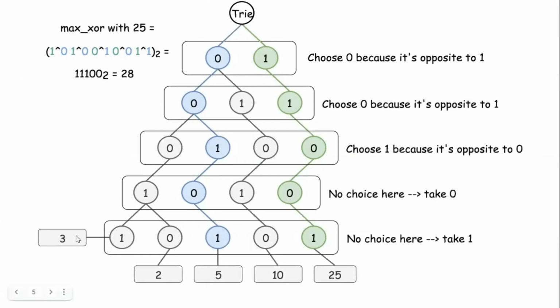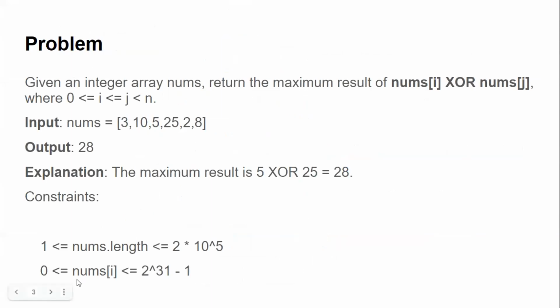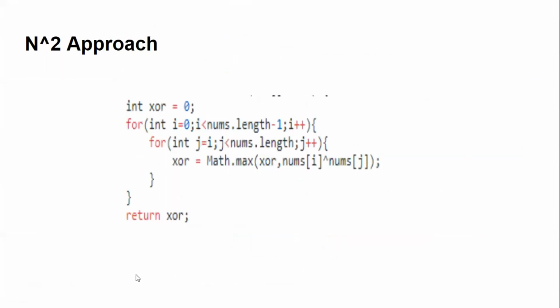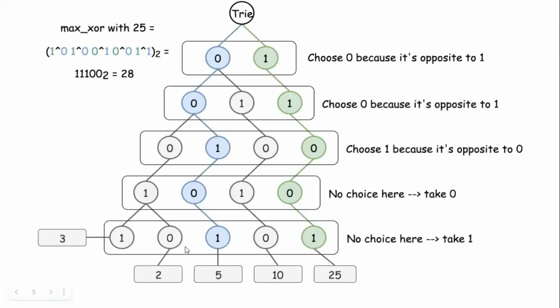So for 3, for understanding purpose, I have taken 5 bits. So basically, if you can see, we have only 5 bits for any number. If you see the input, we have from 0 to 2 power 31 minus 1. Basically, it comes around 32 bits. We'll solve the problem by using 32 bits, but for visual understanding, I have taken 5 bits, so it is easy to understand.